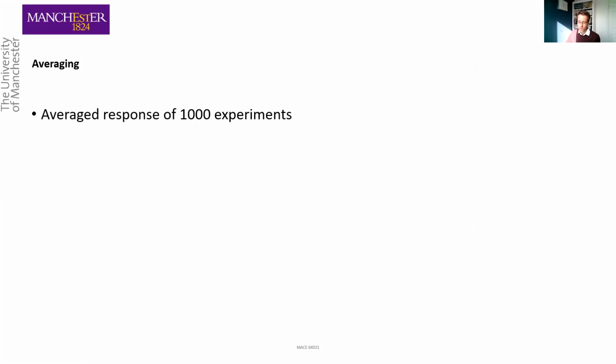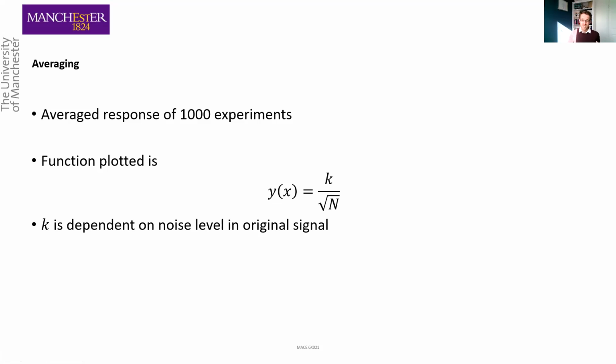If we do this 1,000 times or lots and lots of times and average the results, what we actually get is something that follows what's called a 1 over root n relationship. So k is a constant that is dependent on the noise on your signal. It's actually dependent on the mean absolute deviation, which is just how variable your signal is. But what it tells you is that the more samples you have, the closer you will get to the mean with a 1 over root n relationship. This is super important because it tells you exactly how diminishing your returns will be.